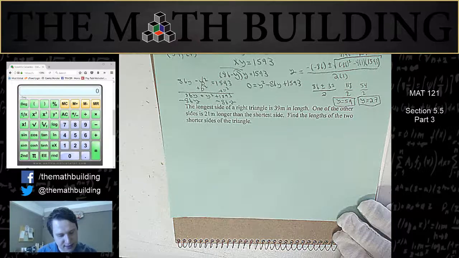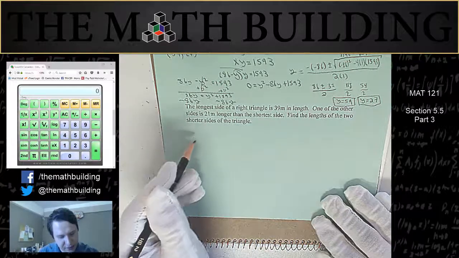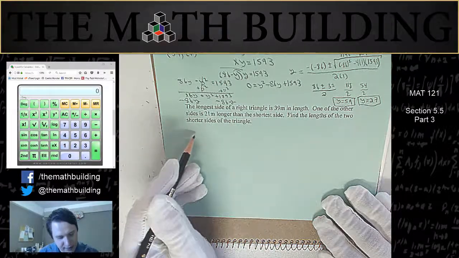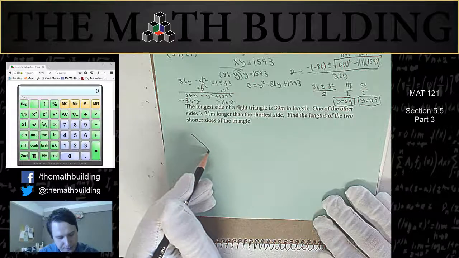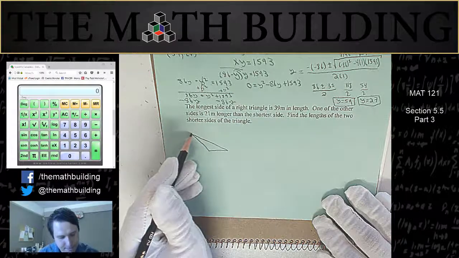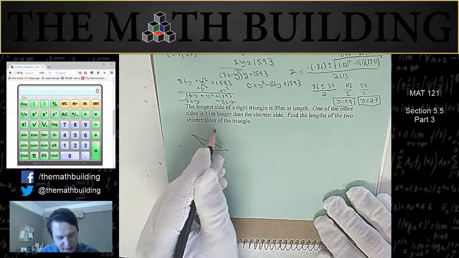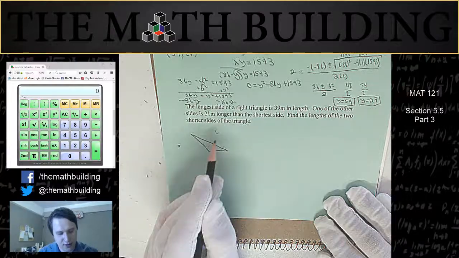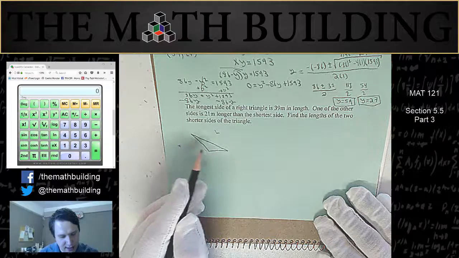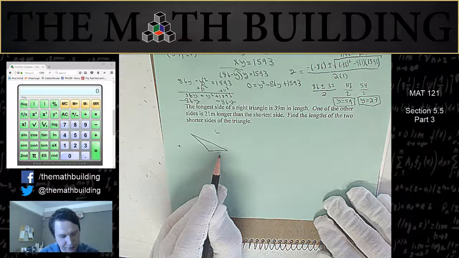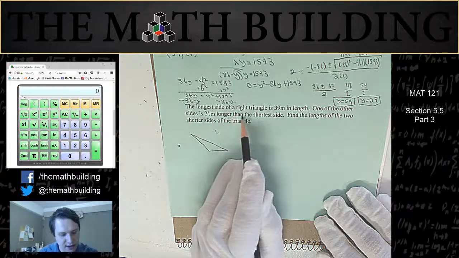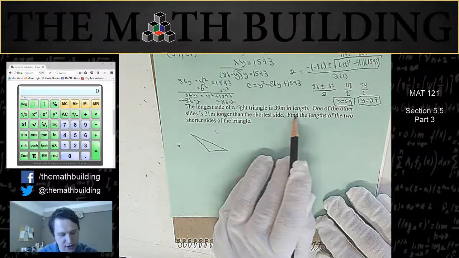Well, let's make a little drawing of this. So let's say we've got our triangle. Here's the longest side, and let's say this is the shortest side. So it says the longest side of a right triangle is 39 meters in length.